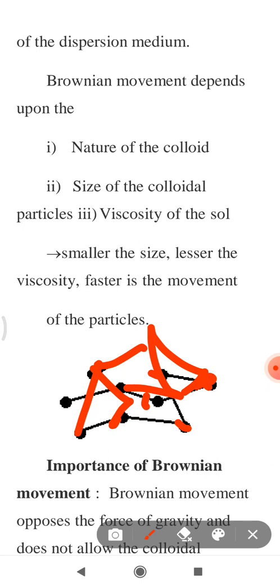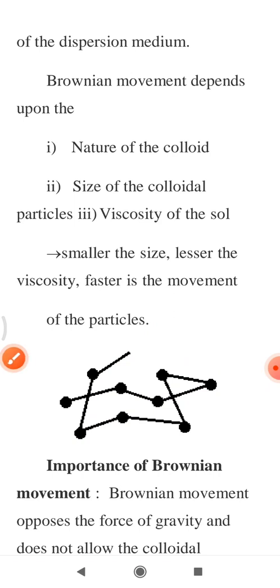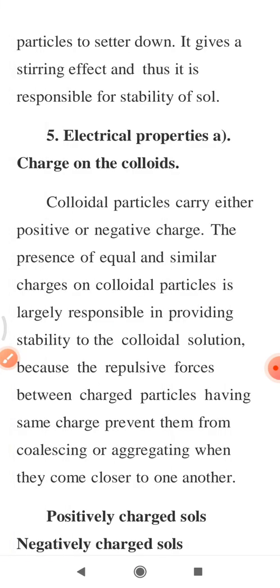Next, what is the importance of Brownian movement? Brownian movement opposes the force of gravity and does not allow the colloidal particle to settle down. Brownian movement is nothing but the zigzag or random movement of the colloidal particle, right. So what they will do is they will not allow the particles to settle down. It gives a stirring effect and thus it is responsible for the stability of the sol.